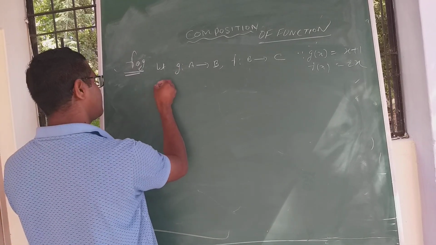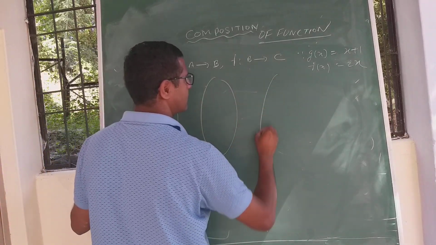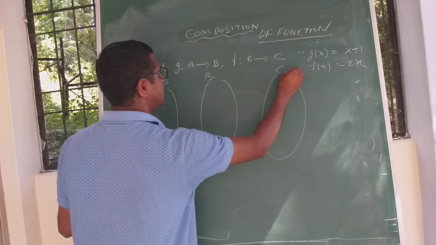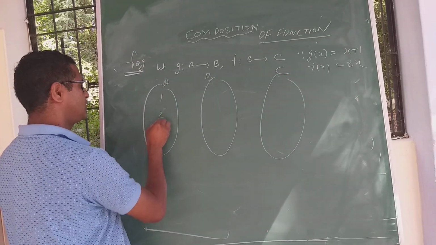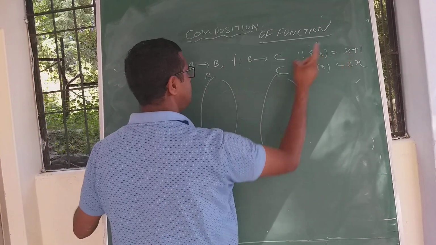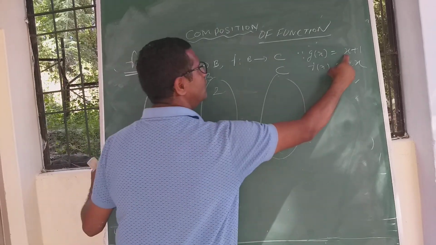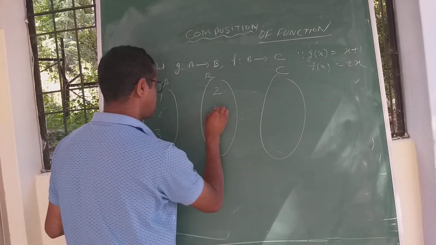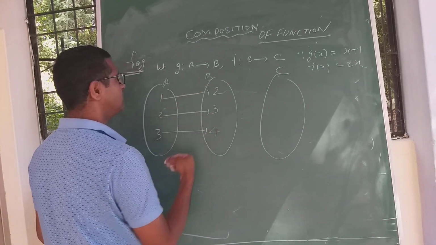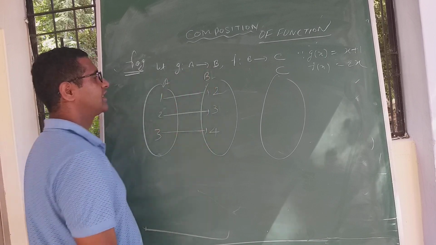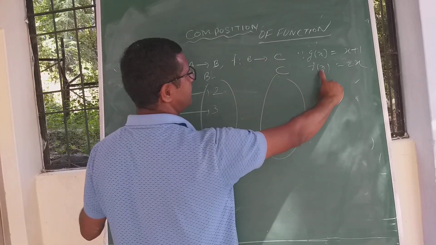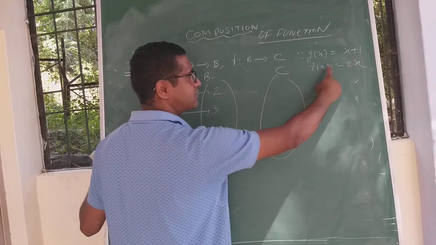Let us understand this by help of this diagram, right? Since G is defined from A to B, this is A, this is B, this is C. Let A be 1, 2, 3. Therefore, by this definition B will be 1 plus 1, 2, 2 plus 1, 3, and 3 plus 1, 4. So 1 is related with 2, 2 related with 3, 3 related with 4. Let us see from B to C. The function defined from B to C is f(x) equal to 2x.